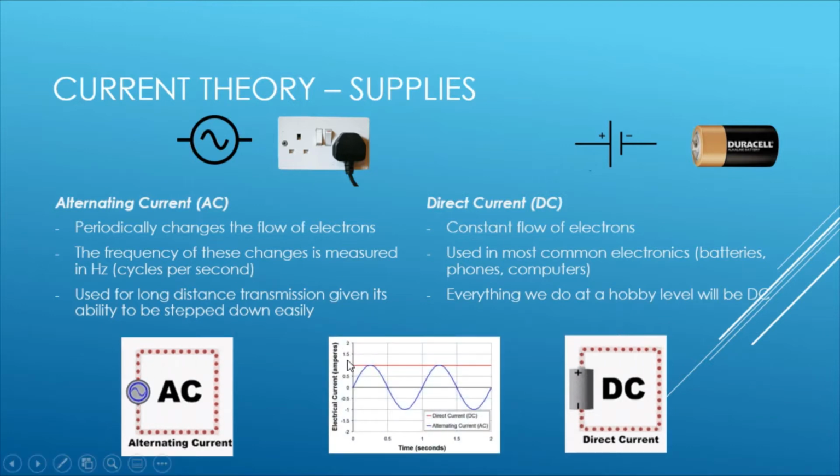And here you can see the current flow. So over time, your DC current is always positive. Here it's going positive and negative. Okay, it's always changing direction. It cycles over like this.